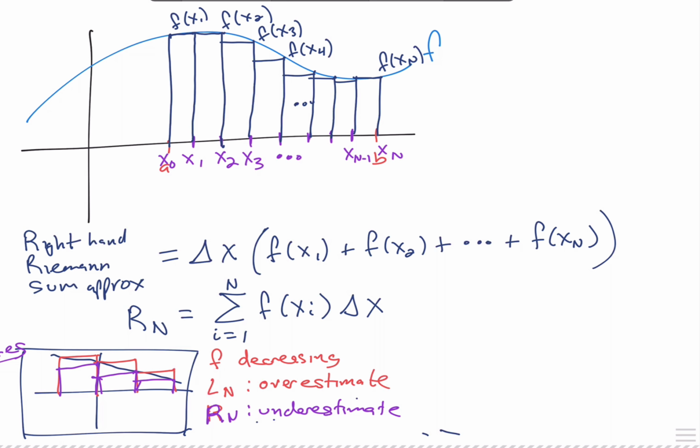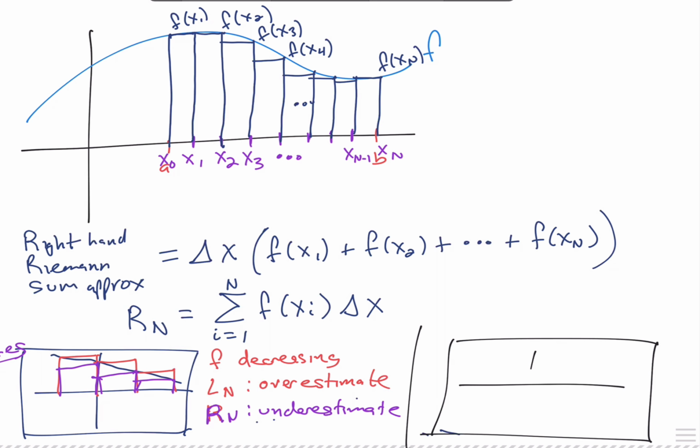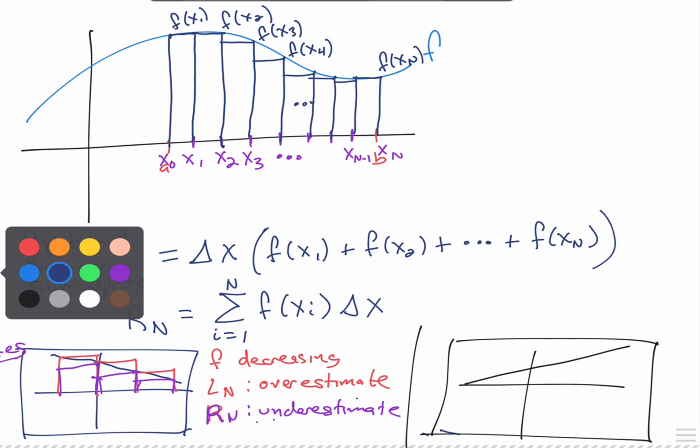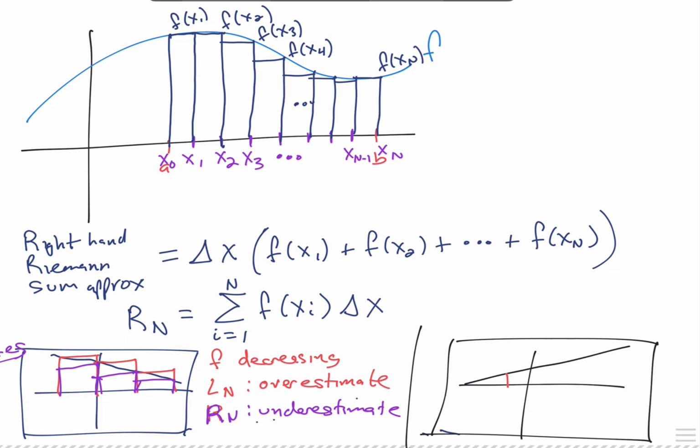And then let's do the other one. Let's say you have an increasing function, something like that. If you do the left hand, it would look like this, right? So what is that? That's an underestimate, right? So notice if f is increasing, the left-hand approximation is an underestimate. And then if you do the same on the same function a right-hand approximation, what would that be? Overestimate. Does that make sense?